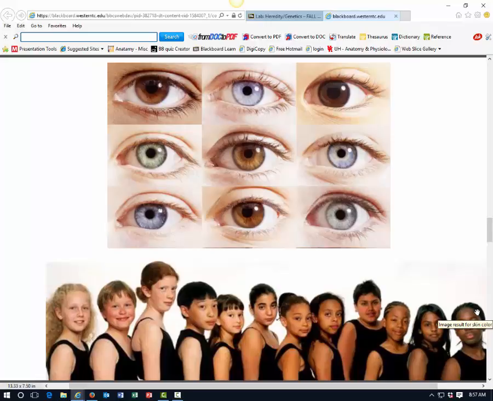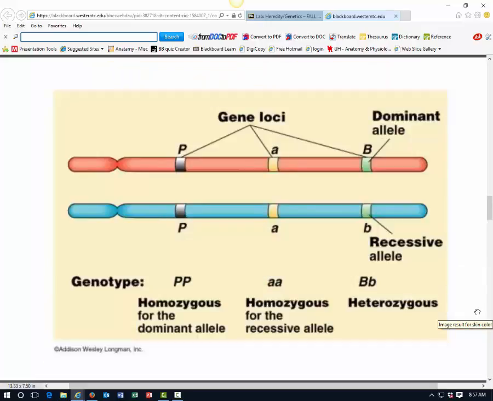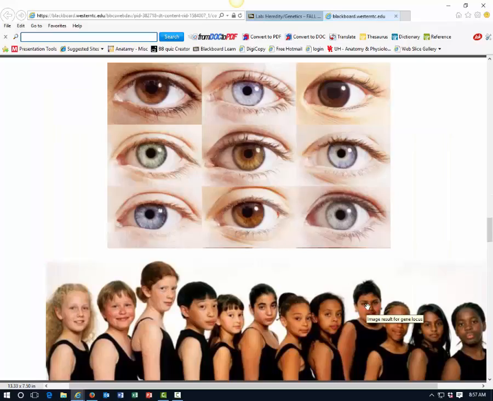So genotype is the allele combinations that you inherit. So when we ask for genotype in the genetics problems, we're going to be asking for the allele combination. So genotype is just described by these different letters: homozygous dominant, homozygous recessive, or heterozygous. But phenotype is the physical expression of those alleles.